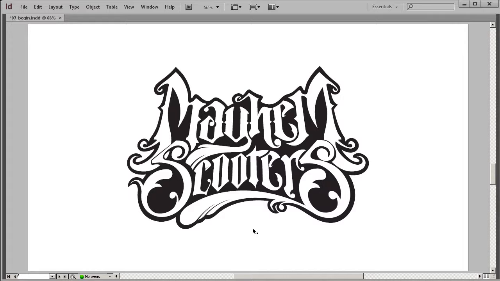But why do you think that is? I mean, it says the exact same thing as the previous page. They both say Mayhem Scooters. Well, it's in the way that the type looks. This type right here is something that would be more appealing to the audience that it's intended for than that type that we previously looked at. So designers are extremely concerned with not just what the type says, but how it looks as well.